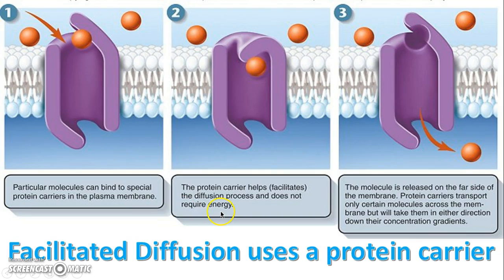Next is facilitated diffusion, which uses a protein carrier. Particular molecules can bind to special protein carriers in the plasma membrane. The protein carrier helps the diffusion process and does not require energy. The molecule is released on the far side of the membrane. Protein carriers transport only certain molecules across the membrane, but will take them in either direction down their concentration gradients.